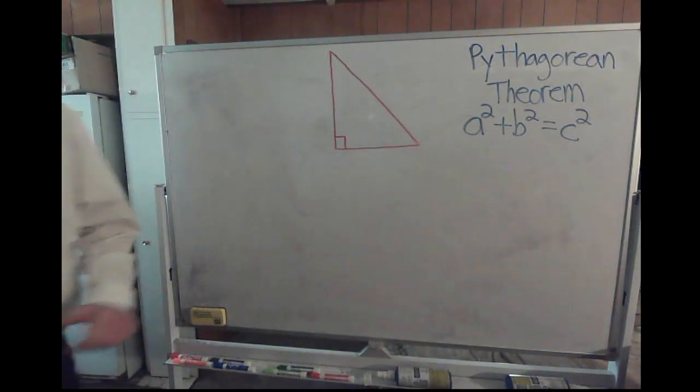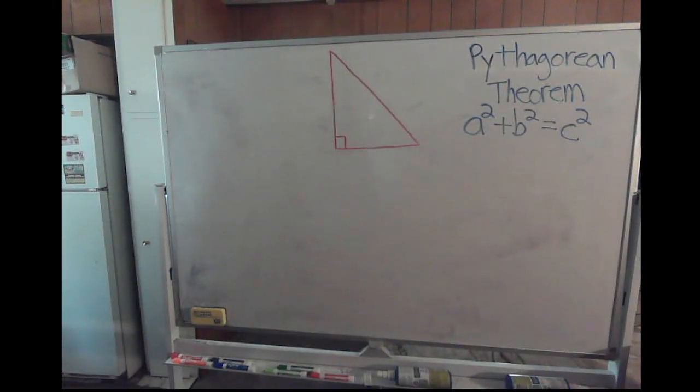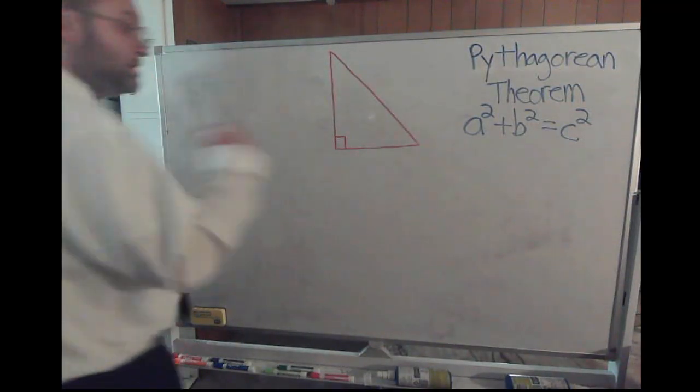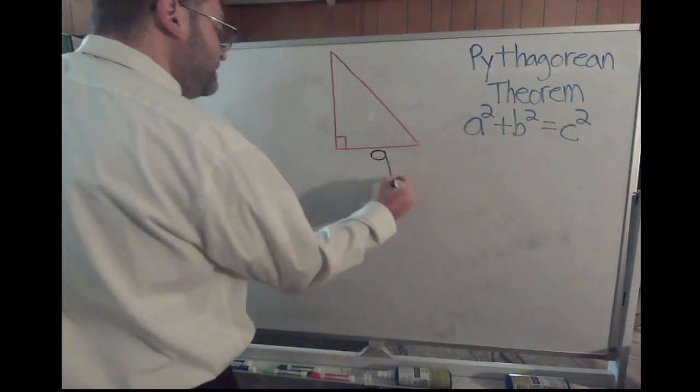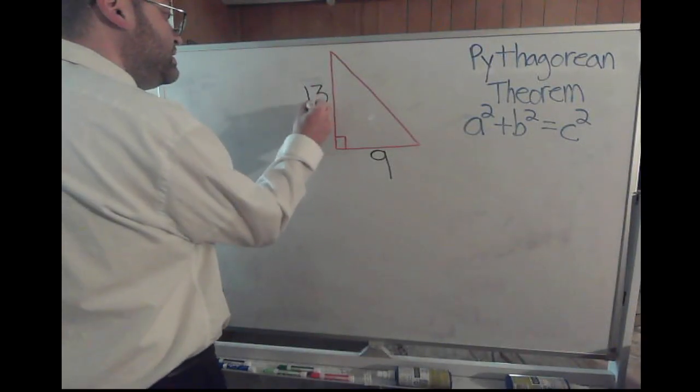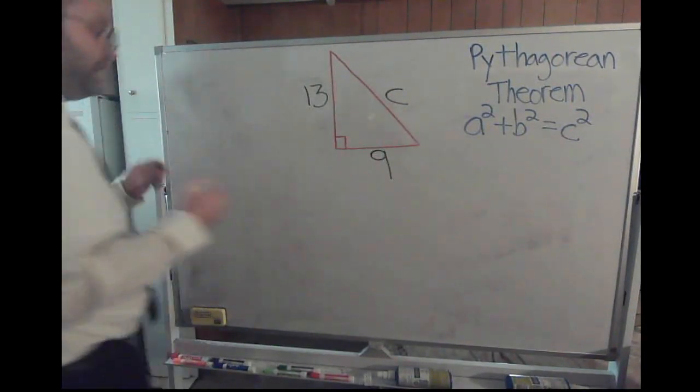All right, next. A is 9, B is 13, and C is unknown. Okay.